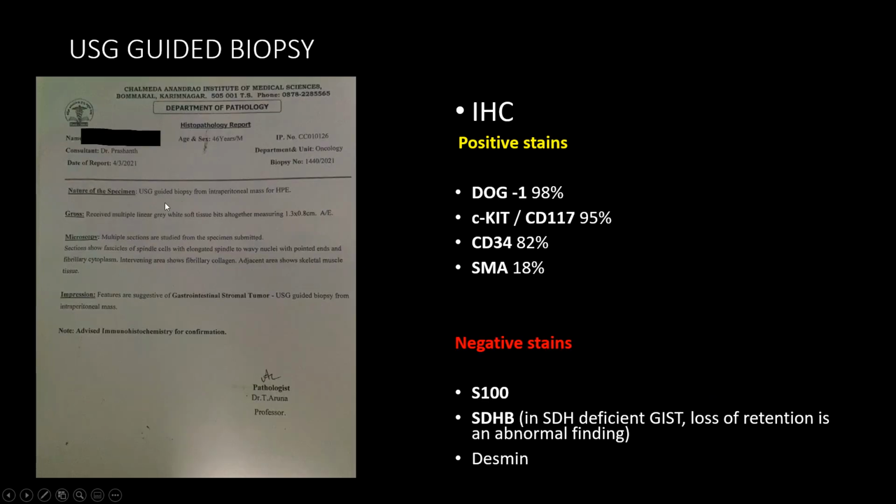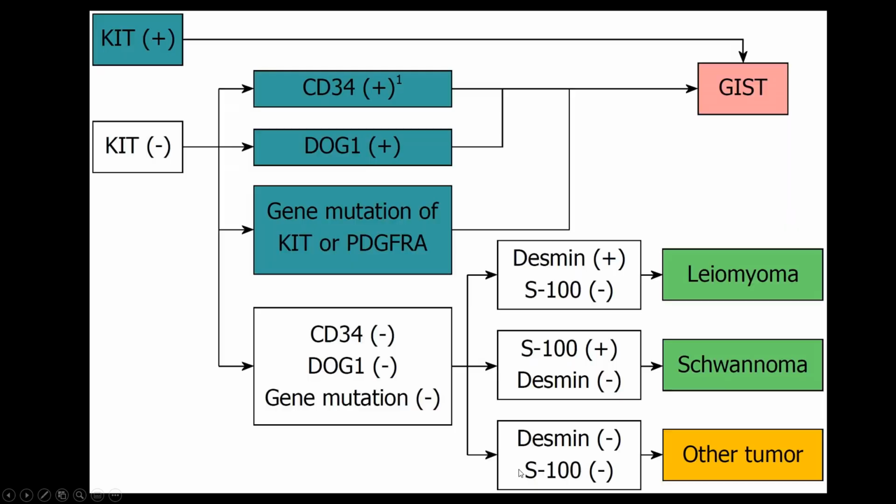Ultrasound-guided biopsy was done from the mass lesion, and the features are suggestive of gastrointestinal stromal tumor. And immunohistochemistry was also sent from the tumor tissue, which was positive for DOG1 and CD117 or c-KIT mutation positive, and negative for S100, succinate dehydrogenase mutation, and even desmin. So what are these mutations? We will see.